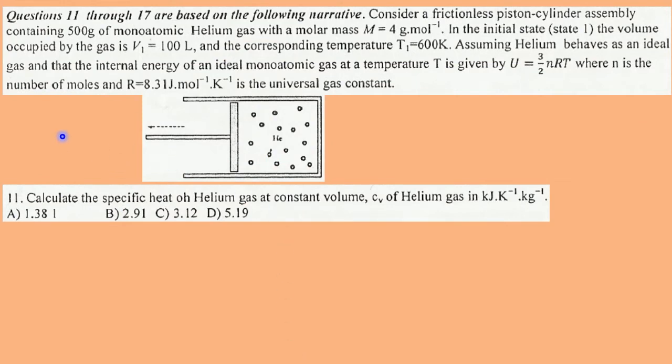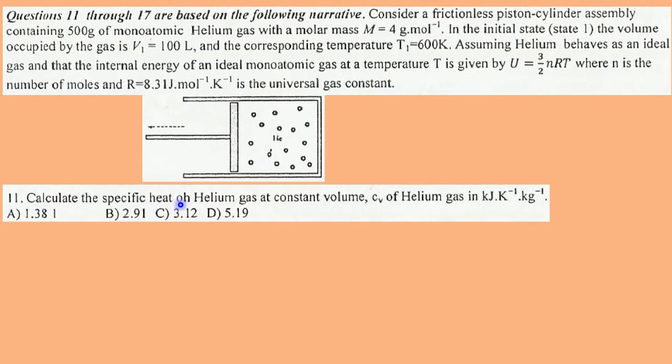Consider a frictionless piston cylinder assembly containing 500 grams of monoatomic helium gas with a molar mass M equal to 4 grams per mole. In the initial state 1, the volume occupied by the gas is V1 equals 100 liters, and the corresponding temperature T1 is equal to 600 Kelvin. Assuming helium behaves as an ideal gas and that the internal energy of an ideal monoatomic gas at a temperature T is given by U equals 3/2 nRT, where n is the number of moles and R equals 8.31 joules per mole per Kelvin is the universal gas constant. So this is the piston cylinder assembly, and that's the helium gas right in there.